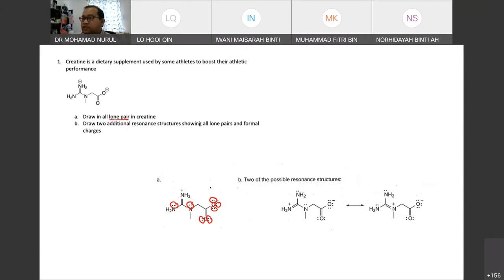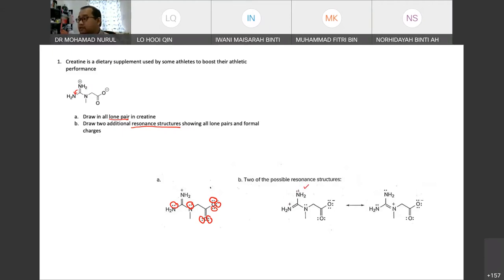Next question: draw 2 additional resonance structures showing all lone pairs and formal charges. As I said, you can move only 2 things, charge and pi bond. So what you can do is move here, and it becomes like this. Make sure you do the calculation for formal charge, and the positive charge is moved from the nitrogen on the top to the bottom. So it becomes this one for the first resonance structure.